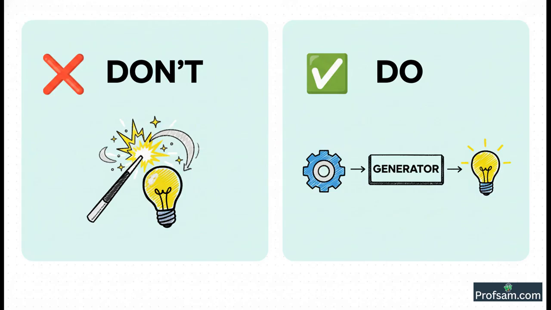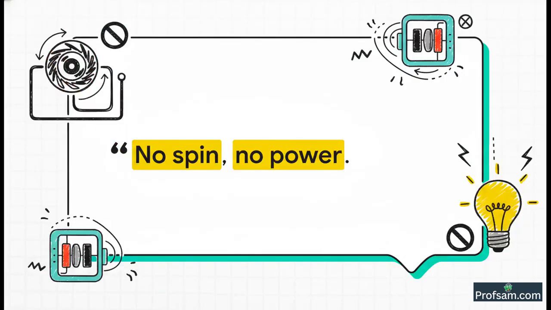Always remember, generators are energy converters. They take mechanical energy as the input and give electrical energy as the output. That's it. And here's a very simple line you can remember forever to get this right. No spin, no power. It's that simple. If the mechanical input stops, if that coil stops spinning for any reason, the electricity generation also stops instantly. The output completely depends on the input.